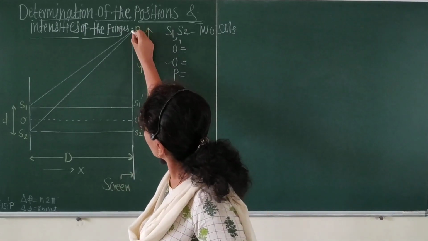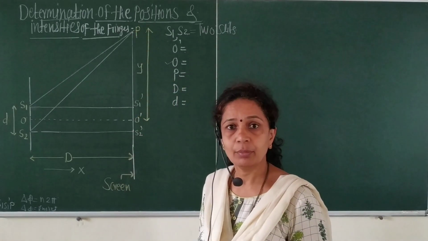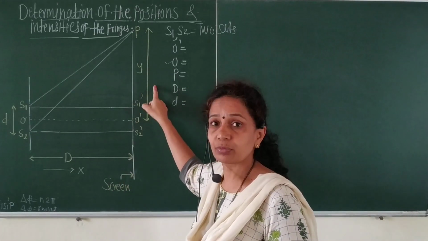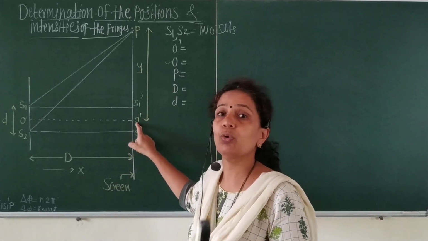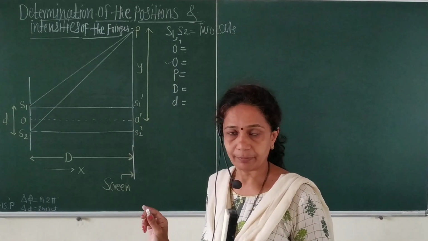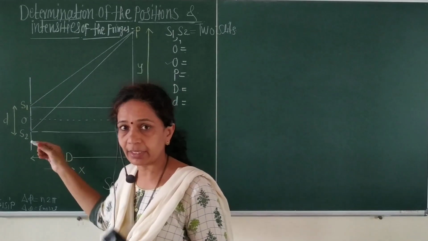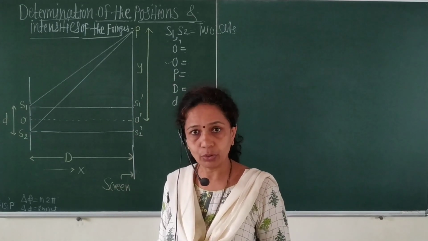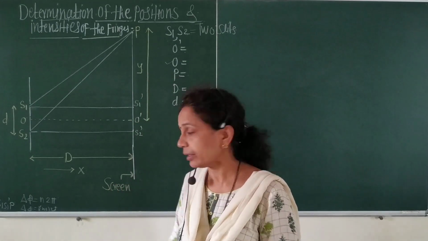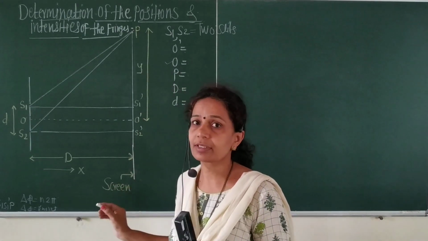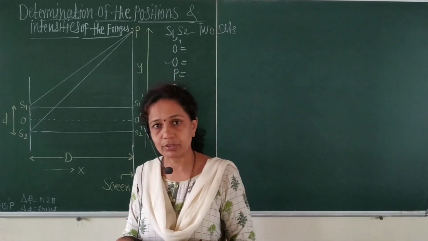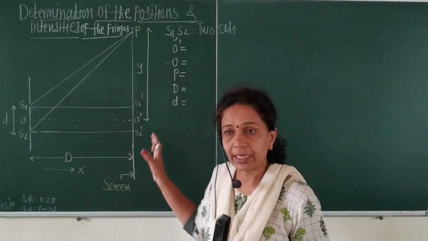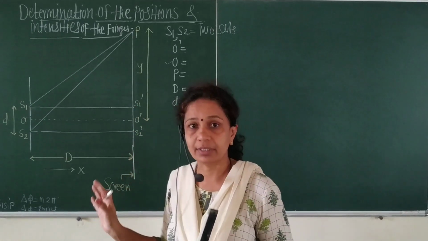Next is the point P. Point P is the point on the screen at a distance y from this O dash. Then of course S1 and S2 produce the secondary waves, and an interference pattern is produced on the screen. When these secondary waves or secondary wavelets interfere with each other, we get an interference pattern on the screen.